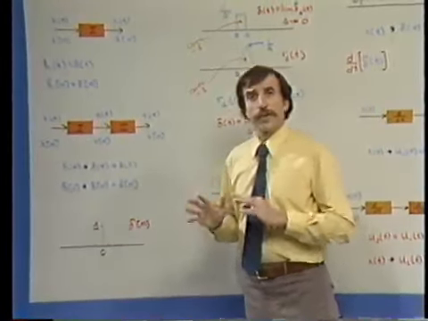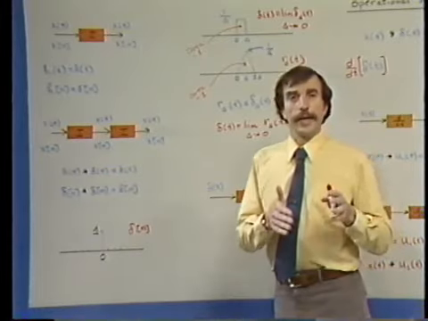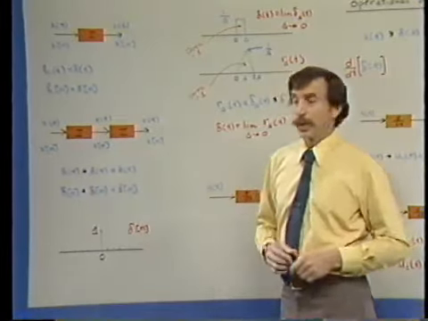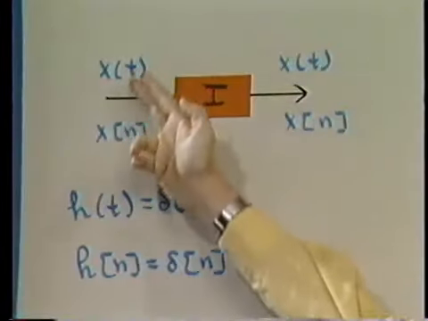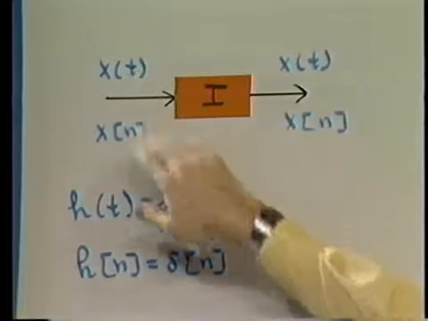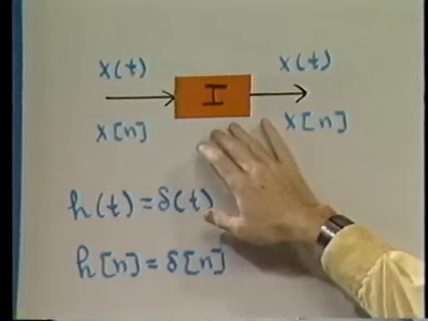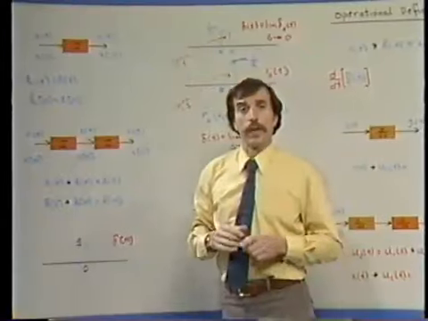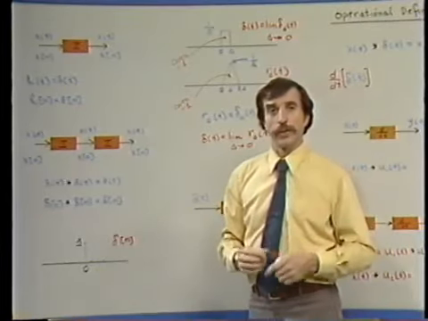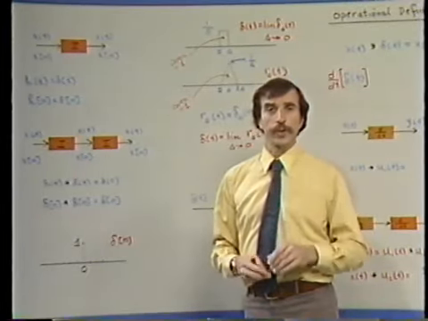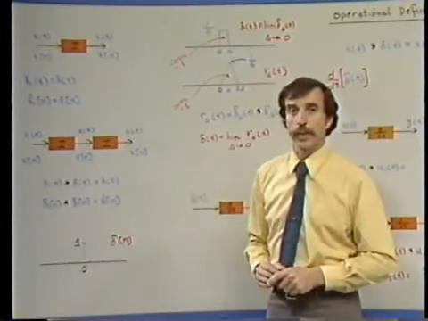Let's consider, first of all, a system which is the identity system. And so the output is, of course, equal to the input. And again, we can talk about that either in continuous time or in discrete time. Well, we know that the function that you convolve with a signal to retain the signal is an impulse. And so that means that the impulse response of an identity system is an impulse. Makes logical sense.